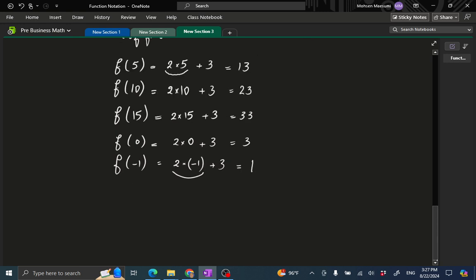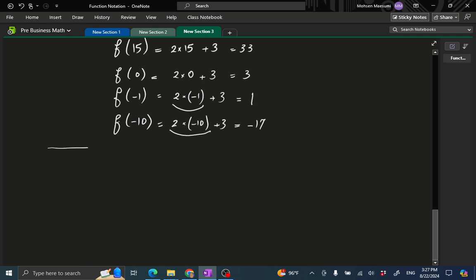Let's do another negative example. What's f of minus 10? So twice minus 10 plus 3. So we do that one first. That's minus 20 plus 3. So that's going to be minus, of course, 17. Okay, so that was an example of a function.